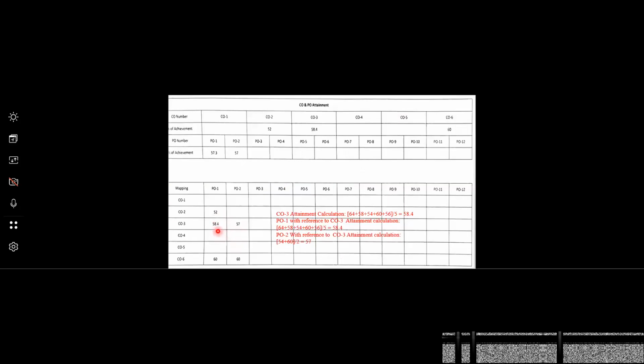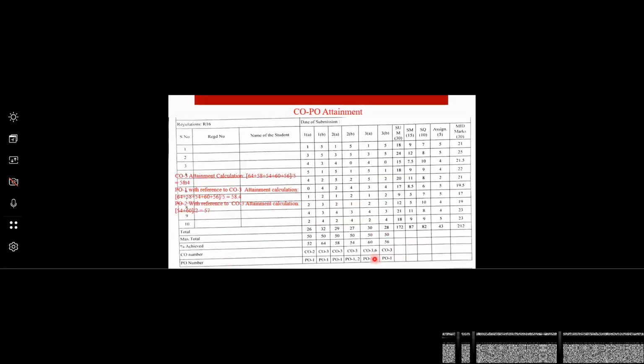This is how we have mapped. You can see CO2 is mapped. What is this, 52, already I told, and 58.4 already I told, and CO3 with respect to PO2 is 57. There are no other COs and POs mapped to our question paper. Okay, coming to CO6. Previous slide, please. CO6 is mapped to, here I have not written. Okay, CO6 is mapped to CO3. What is the percentage? 60. You can see 60, right? Next slide, please.